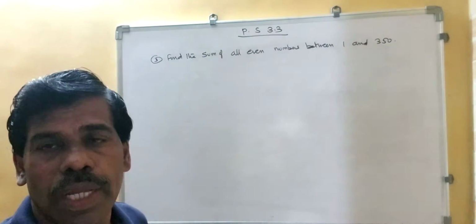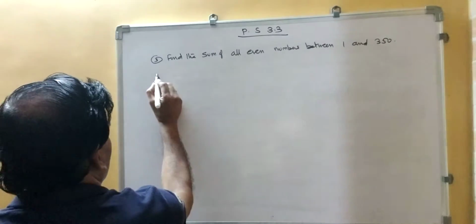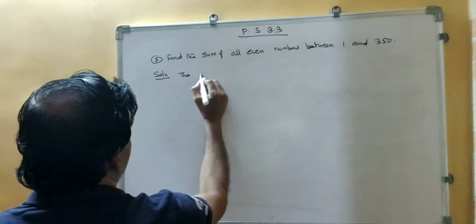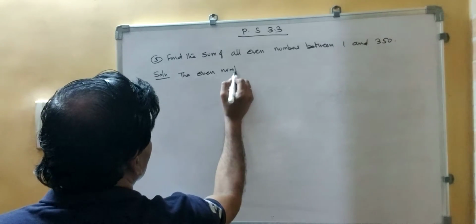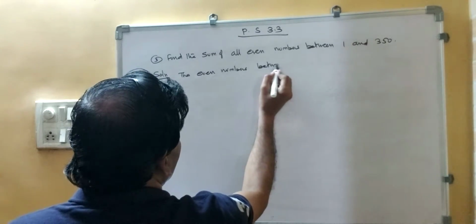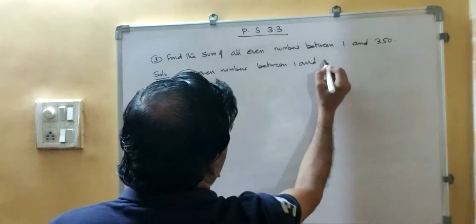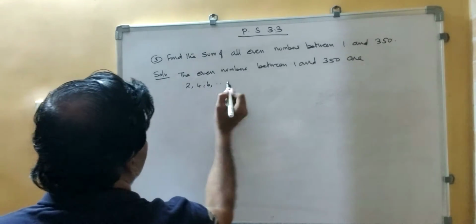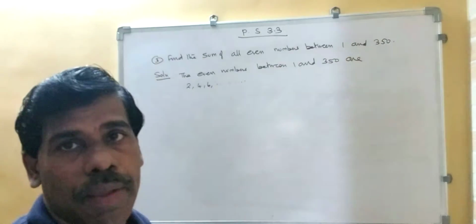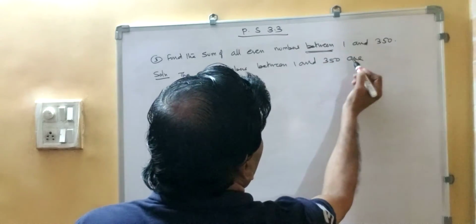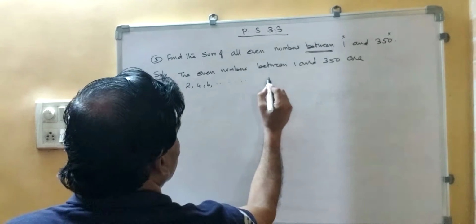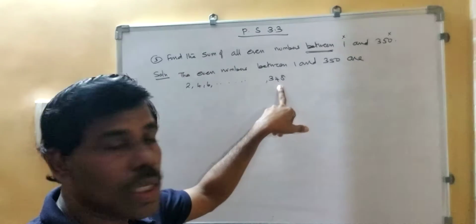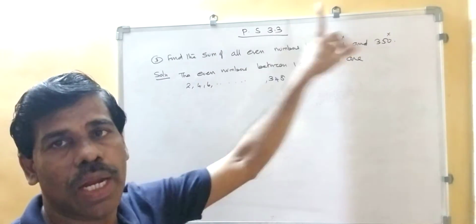See, what is the difference between the first sum and this sum? Now look at this here. We will see like this. What are the even numbers? You tell me. The even numbers between 1 and 350 are: the first even number is 2, 4, 6. Now the last even number is 350. But they said between, so this is not included, so 348. So what is the last even number between 1 and 350? 348.